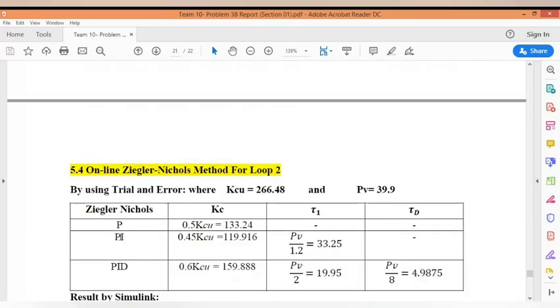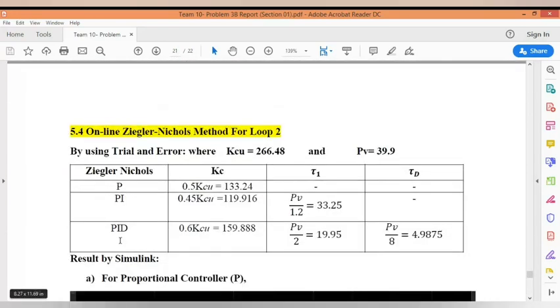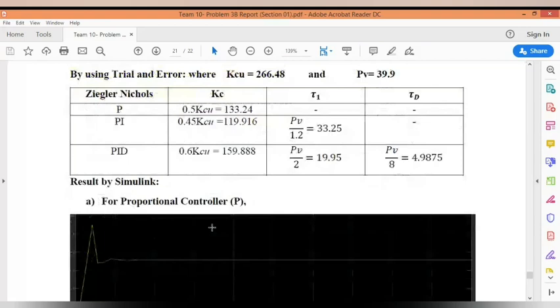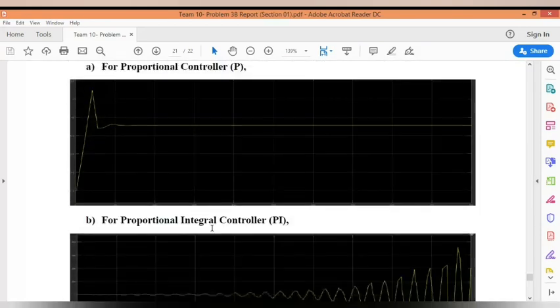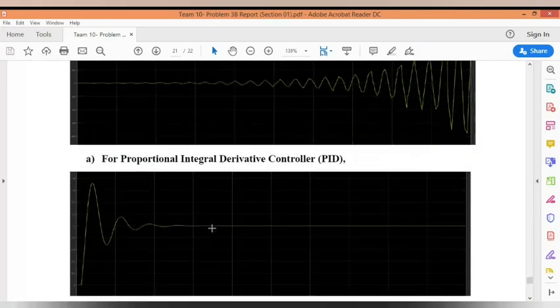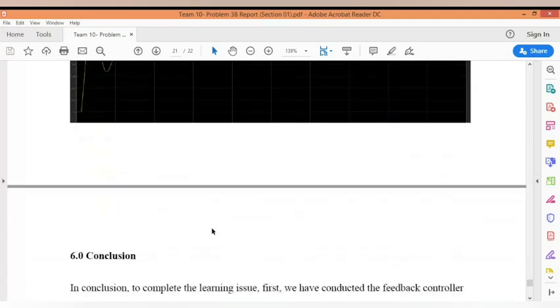Okay, we move to loop 2. We also simulate the same thing in Simulink. These are the values of Kc. The Kc value for PID is still higher compared to the other two. These are the graphs for P, PI and PID.